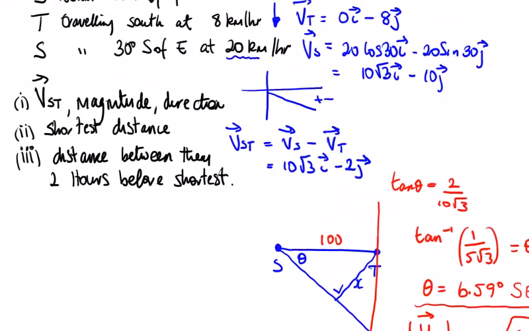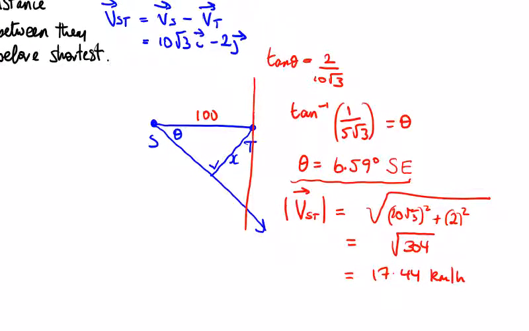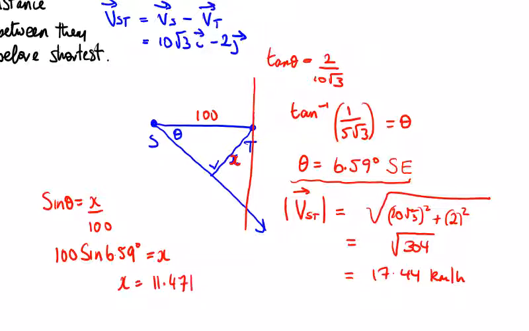We are also asked for the shortest distance. Okay, let's look at the shortest distance. We have our x, I'll just color it in red. The sine of theta is equal to the opposite, x, over the hypotenuse, which in this case is 100. So 100 by the sine of theta, where theta is 6.59 degrees, is going to be my shortest distance. This works out to be 11.47 kilometers.